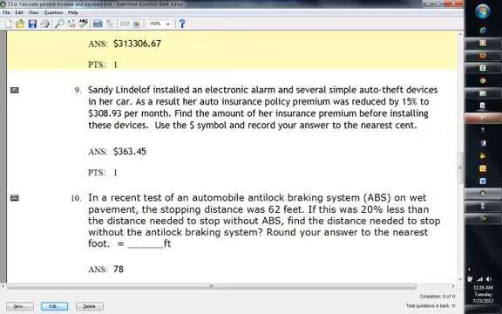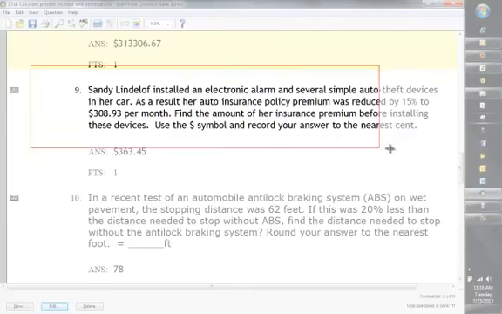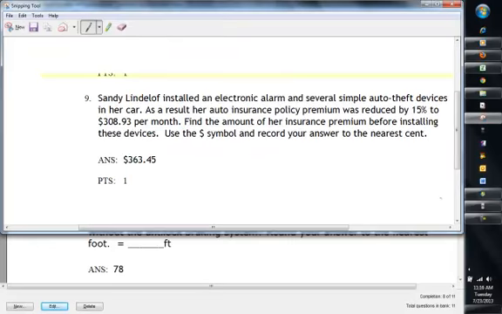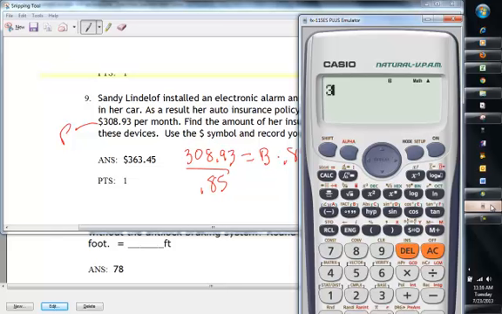Sandy Lindloff installed an electronic alarm and several simple auto theft devices in her car. As a result, her auto insurance premium was reduced by 15%. So this is the part. 308.93 is the base times 0.85, because it decreased that. So divide both sides by 0.85. 308.93 over 0.85 is 336.45.